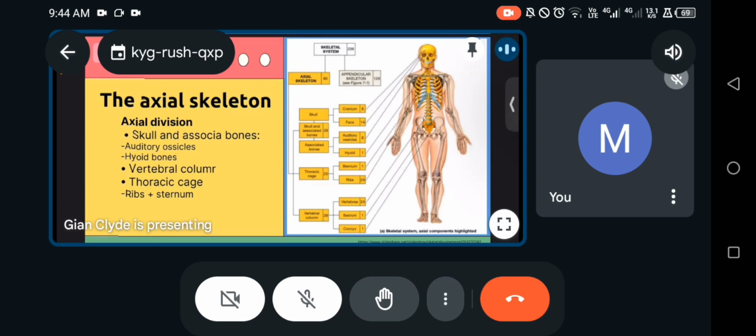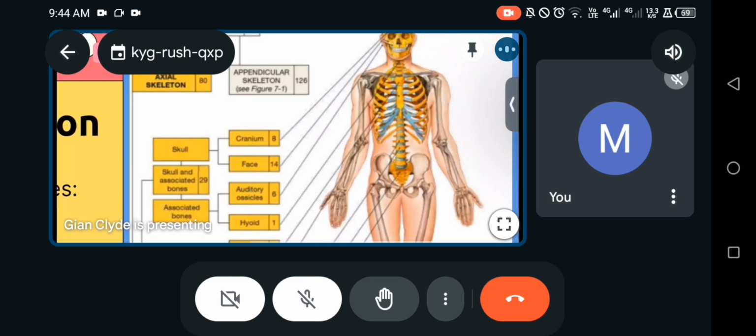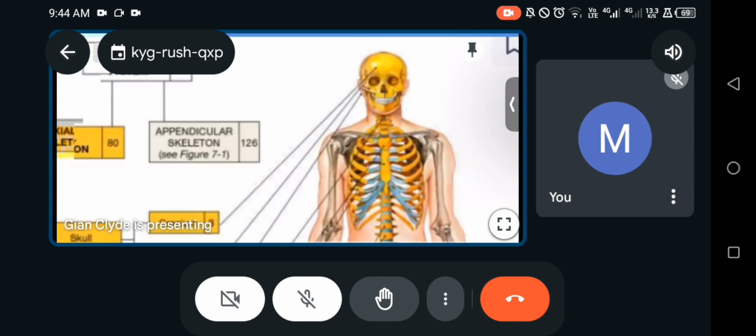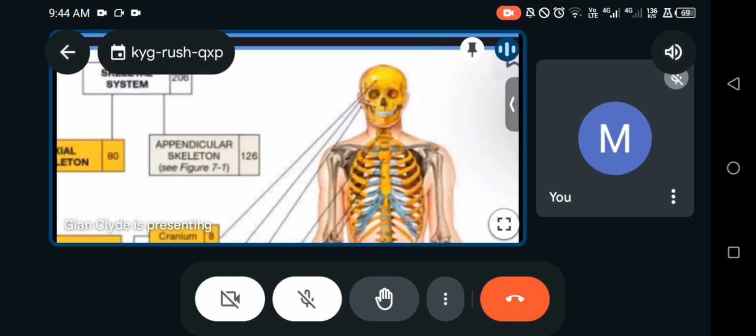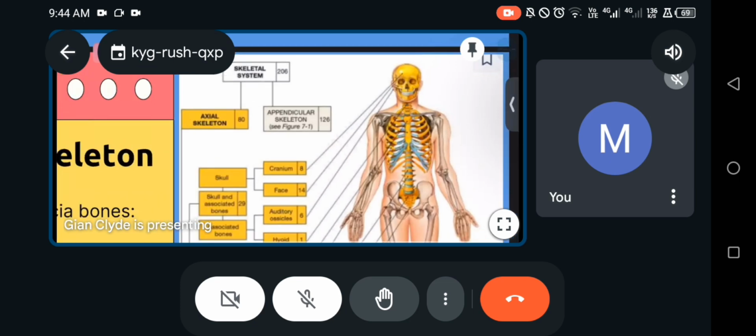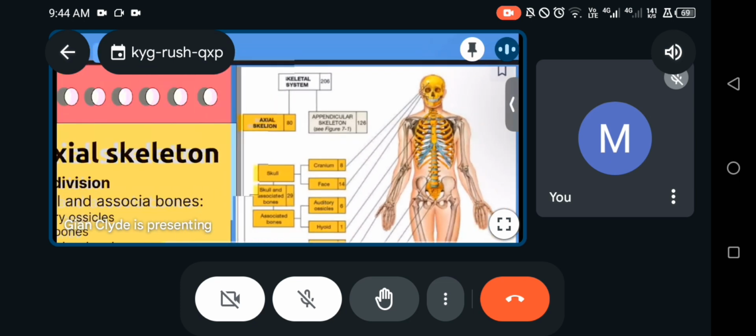For your actual skeleton, we have the skull and then the associated bones, sorry. The auditory ossicles, which are located in your ear, and then your hyoid bone, together with the vertebral column, that's just a typographical error, and then your thoracic cage, together with your ribs and the sternum. So that is your skull, together with the hyoid bone and the auditory ossicles.